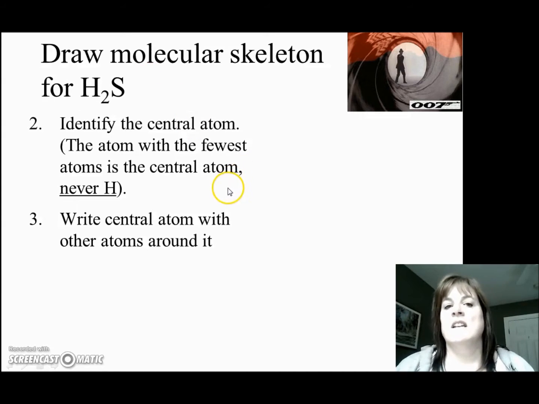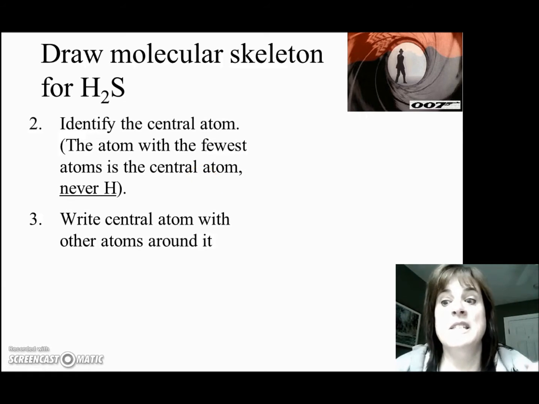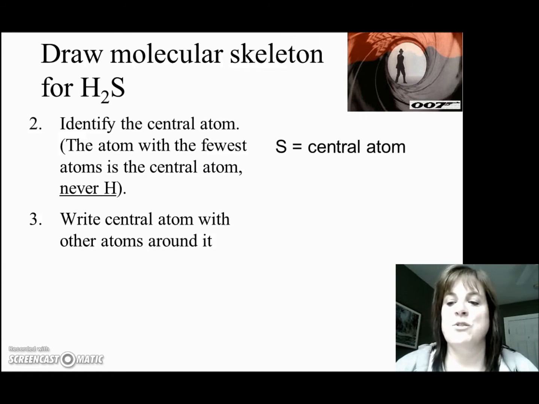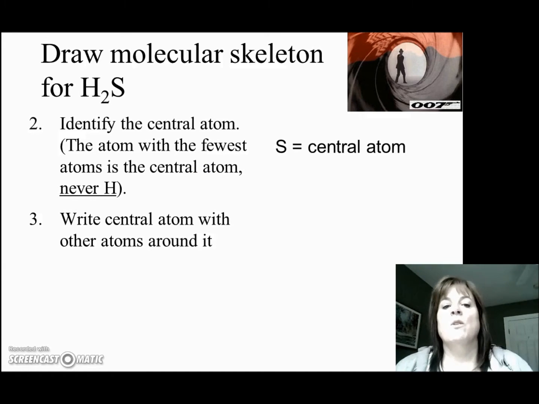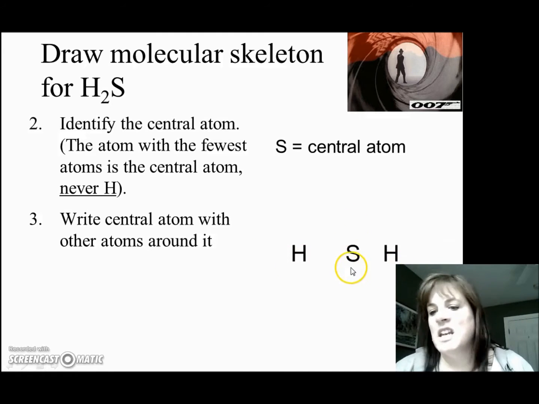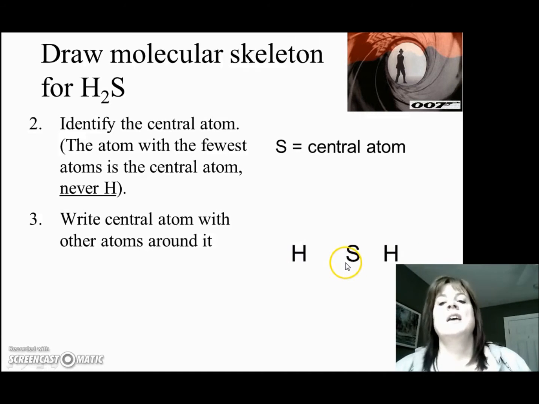Next, you have to identify which atom is the central atom because we're going to draw a molecular skeleton. Now, how do you figure out the central atom? Well, it's the atom with the fewest atoms, but it's never hydrogen. So in this case, it's our sulfur. Sulfur's our central atom. Now, we're going to write the other atoms around the central atom, so we're going to put a hydrogen on both sides of our sulfur. And of course, I put them in a line, but you could put them as like an L shape. Totally cool, as long as they're around the sulfur.